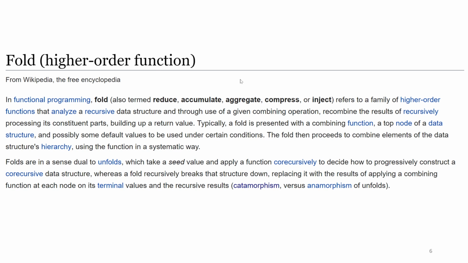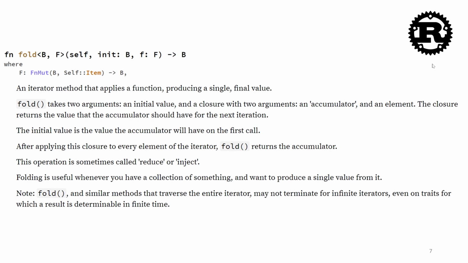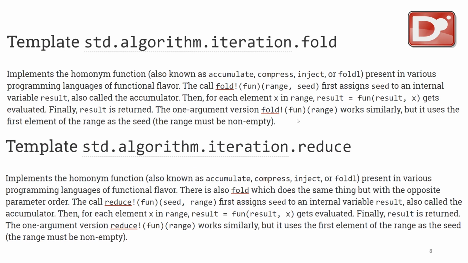But in other languages, I believe in C#, it's referred to as aggregate, and in D and Rust, it's referred to as fold, and I believe on the next couple slides I show that. So you can see in Rust, we have fold, and the initial value is the value the accumulator will have on the first call. So you can see here that it takes an init as well. But for D, we actually have two versions of the function. The first version takes two parameters. One of them is the initial value, but there's also a one argument version that only takes the range and doesn't take an initial value, in which case it uses the first element of the range as the initial value.